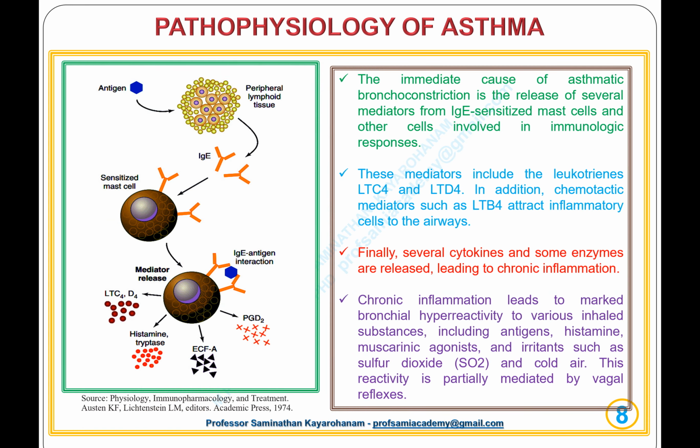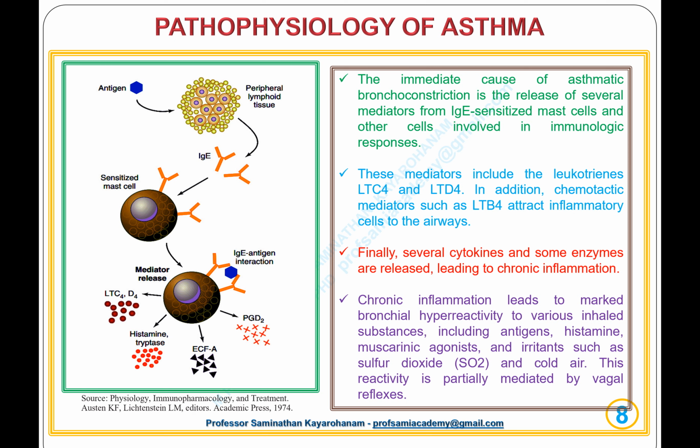Next slide, pathophysiology of asthma. The immediate cause of asthmatic bronchoconstriction is the release of several mediators from IgE-sensitized mast cells and other cells involved in immunologic responses. These mediators include the leukotrienes LTC4 and LTD4. In addition, chemotactic mediators such as LTB4 attract inflammatory cells to the airways. Finally, several cytokines and some enzymes are released, leading to chronic inflammation.